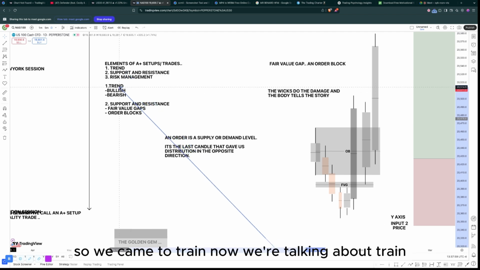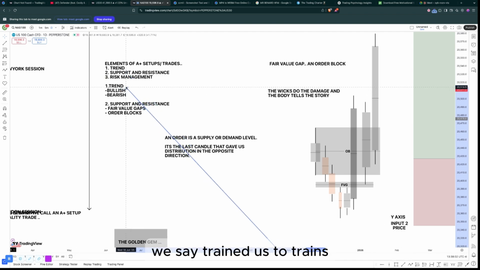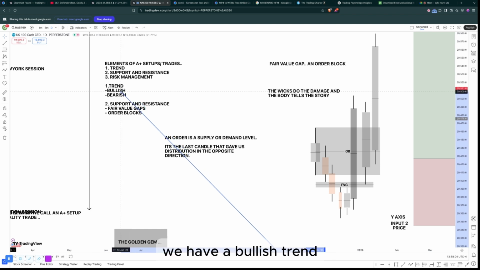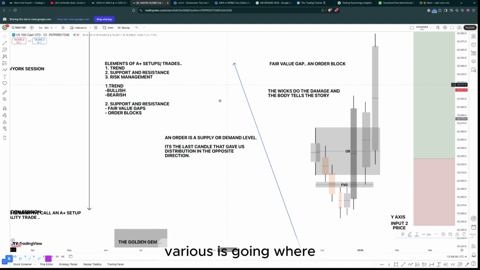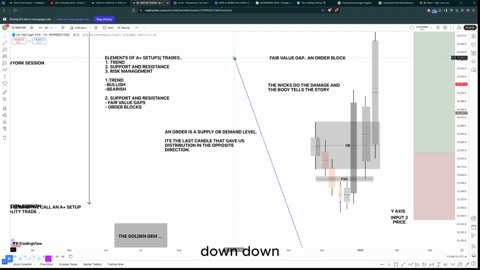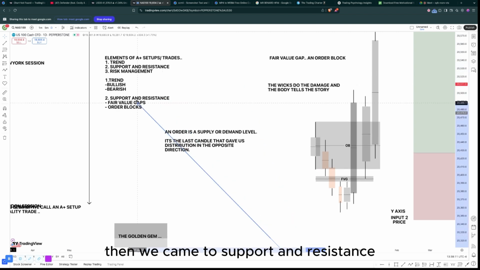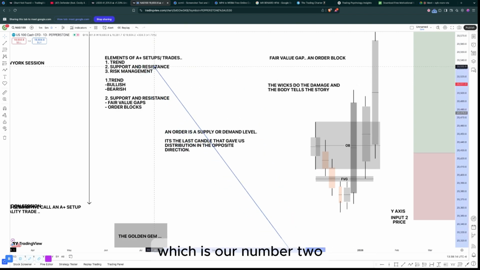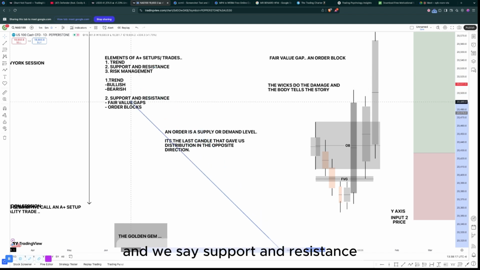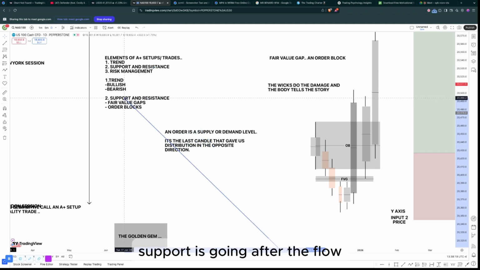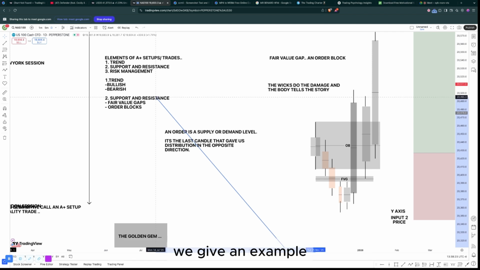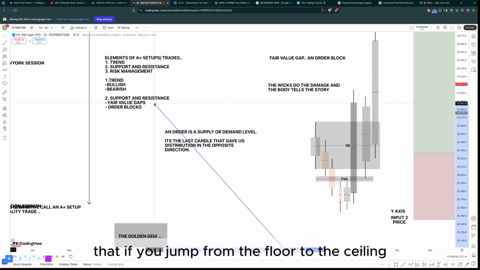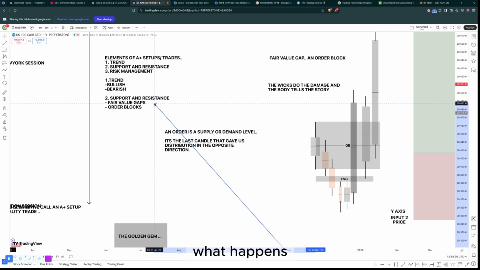So we came to trend. Now we are talking about trend. We say trend has two types: a bullish trend and a bearish trend. And bullish is going up, bearish is going where? Down. Then we came to support and resistance, which is our number two. And we said support is going to act as the floor, resistance is going to act as the what? Ceiling.